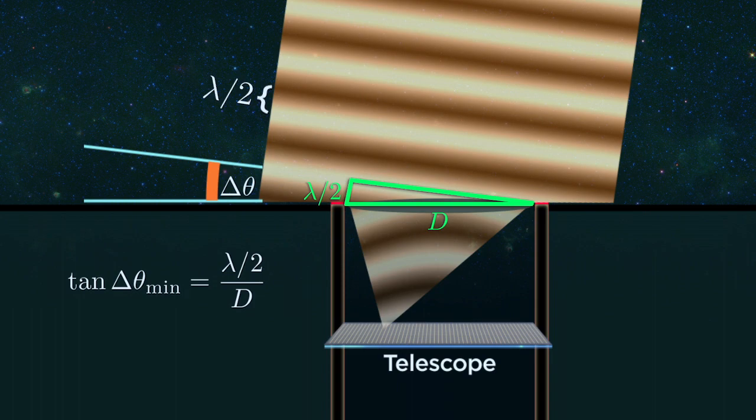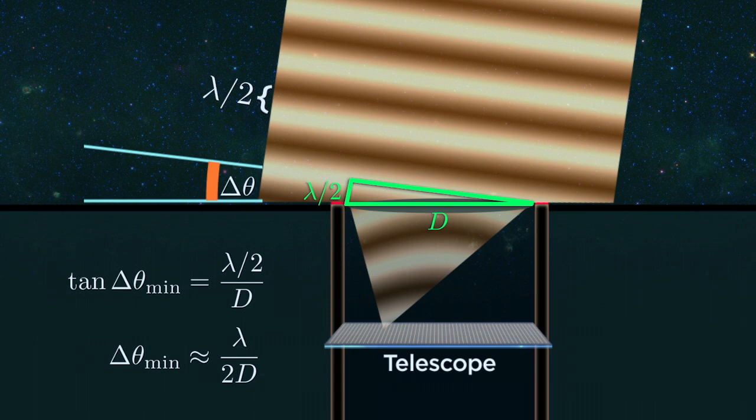So we'll use the small angle approximation. Whenever an angle is small, the tangent of that angle is nearly equal to the angle itself expressed in radians, which in this case means delta theta min is approximately lambda over 2d. That's the minimum angular separation we can reliably measure with a telescope of diameter d.